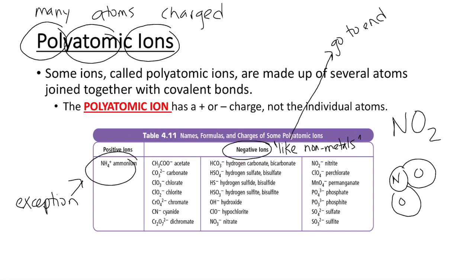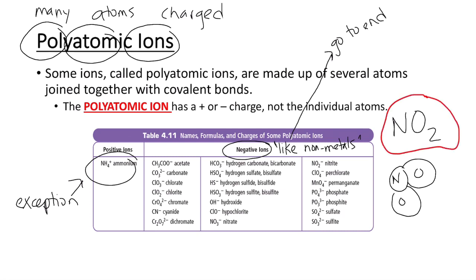You'll notice that all of the polyatomics have multiple capital letters in them. So this is a hint to know that you're dealing with them. The polyatomic ion has a positive or negative charge, not the individual atoms. So the whole thing together, you can't separate the polyatomic ion. It is one package deal. It stays together. It does not ever split up. So don't try and split it up.